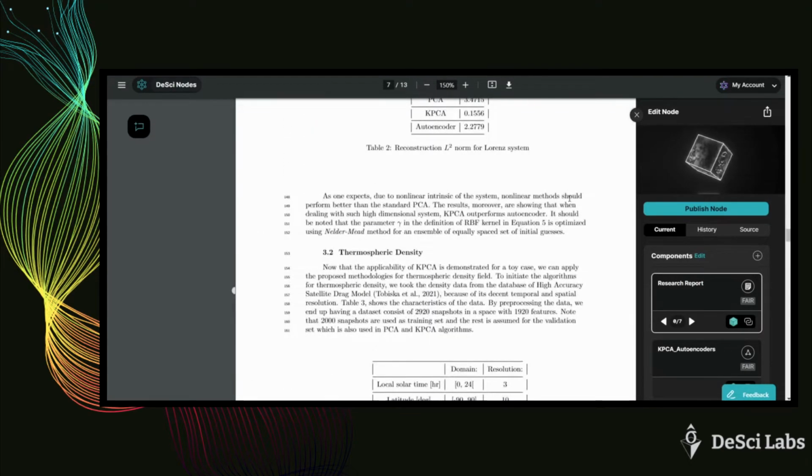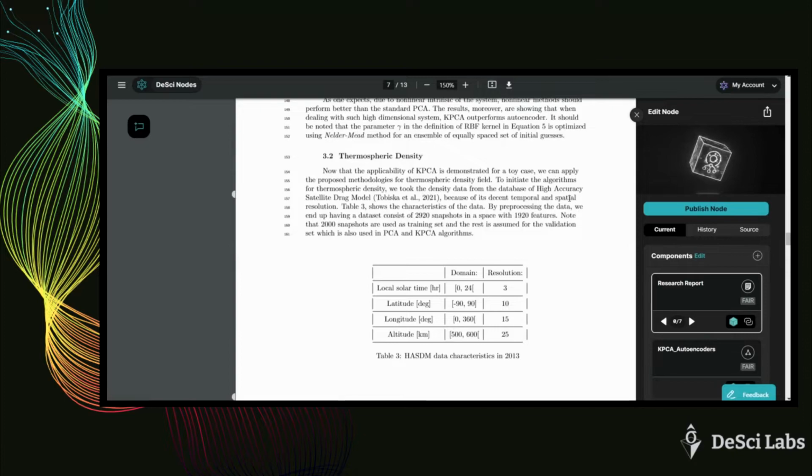Okay, now I can go to the real case, thermospheric density. First I need to talk about the data. We took the data from a database called the High Accuracy Satellite Drag Model, and I also put the website here. Okay, it doesn't work.